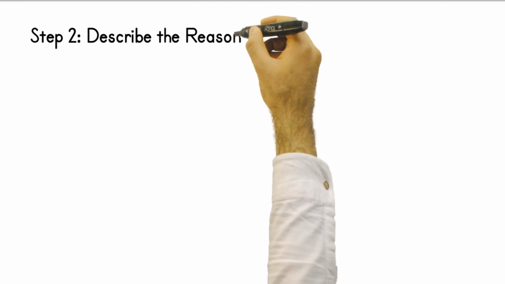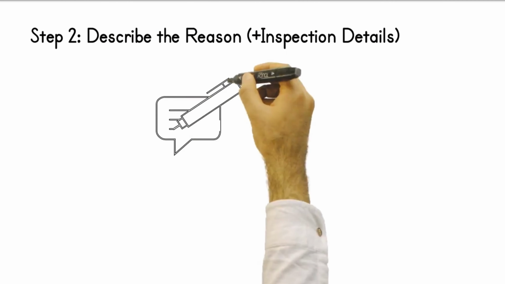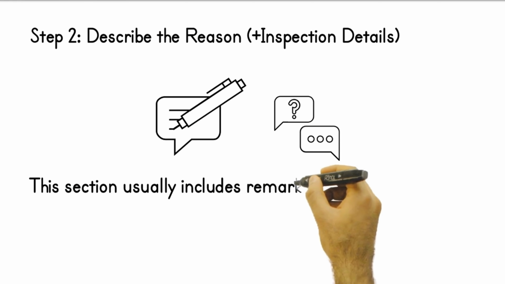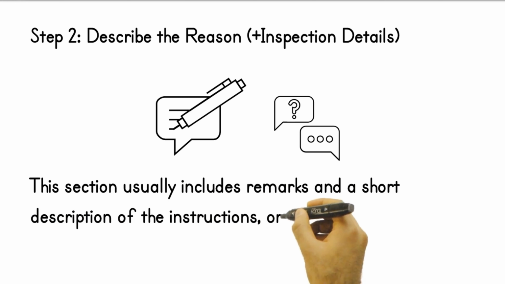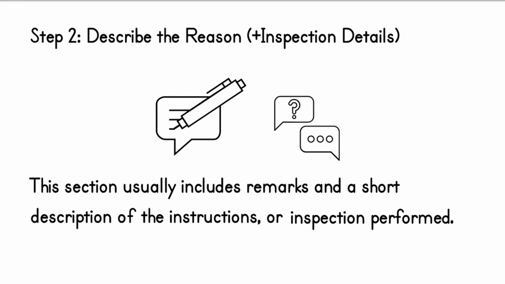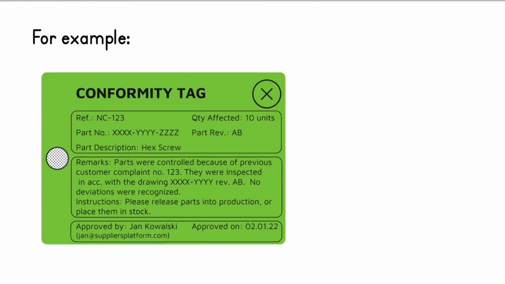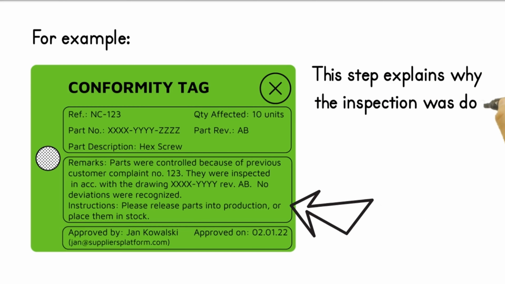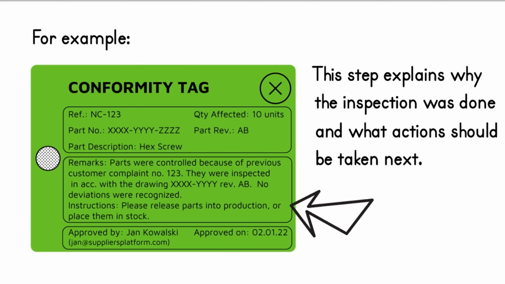Step 2. Describe the reason and inspection details. Clearly describe the reason for issuing the conformity tag. This section usually includes remarks and a short description of the instructions or inspection performed. For example, parts were controlled because of previous customer complaint number 123. They were inspected in accordance with the drawing 4XYY revision AB. No deviations were recognized. Please release parts into production, or place them in stock. This step explains why the inspection was done and what actions should be taken next.